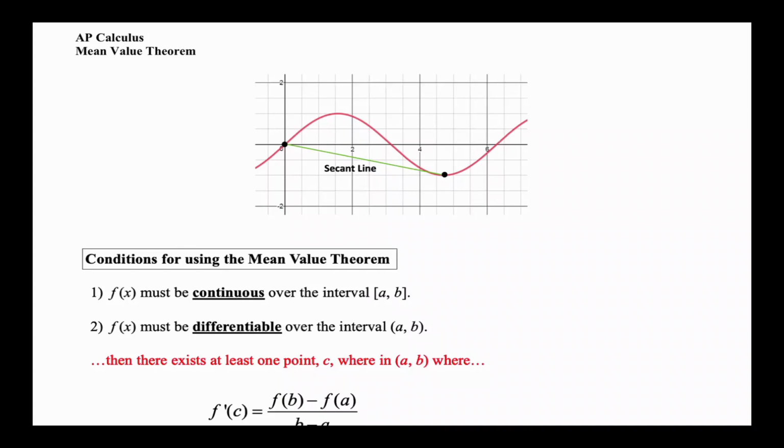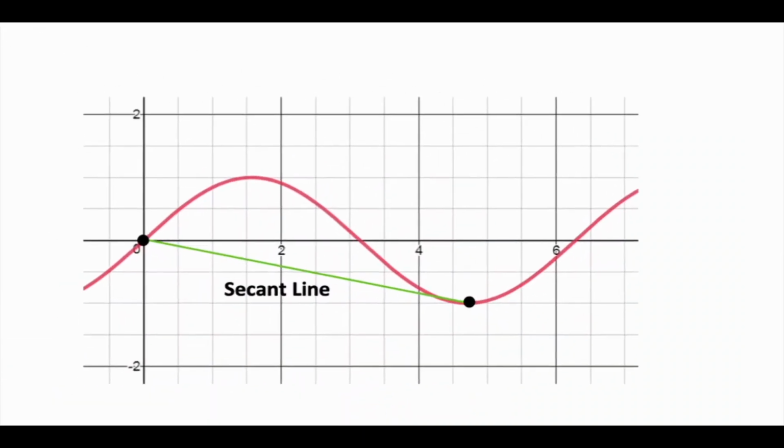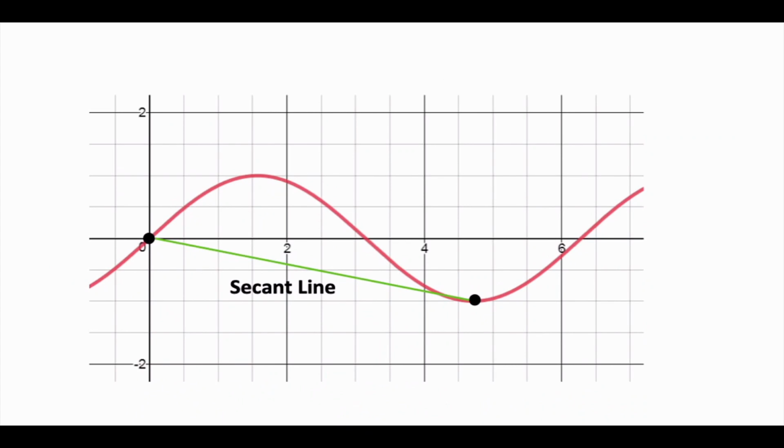So the mean value theorem is a theorem that revolves around derivatives. Okay? So I'm going to show you. This picture up here is just to show you what the mean value theorem is. Let's say that the first black dot, that's at 0, 0, represents our starting point.